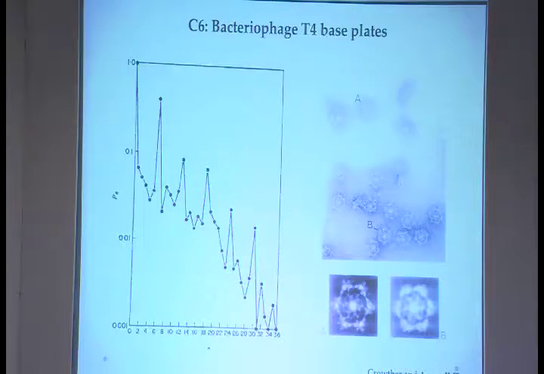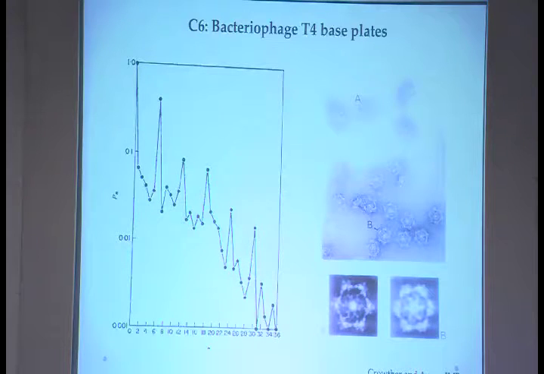So this was work done by Crowther in 1971, when he was trying to figure out the rotational symmetry of the base plate of T4 bacteriophages. From the projections, it may be possible to say that the symmetry here is probably C6.